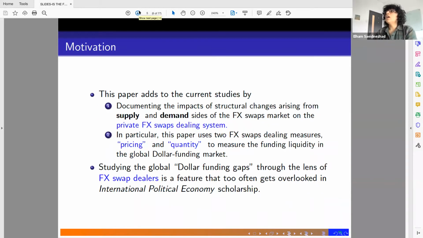What I'm going to add to this literature is that I'm going to focus on the FX swap dealing system. More particularly, I'm going to talk about the impact of structural changes in the supply and demand side of this market on the balance sheet of the dealers. And then I'm going to talk about the effect of these changes on the pricing and quantity of dealers in the market, and how that is going to affect the price of US dollar funding in other segments of the international monetary system.